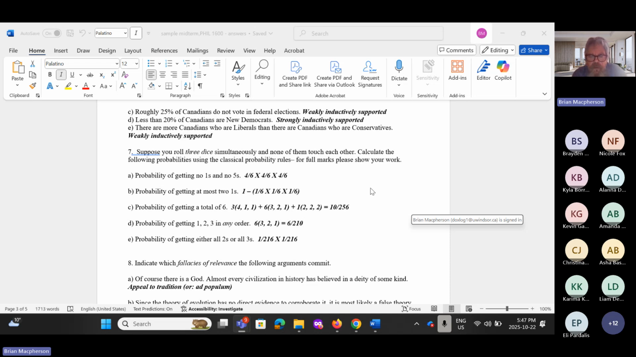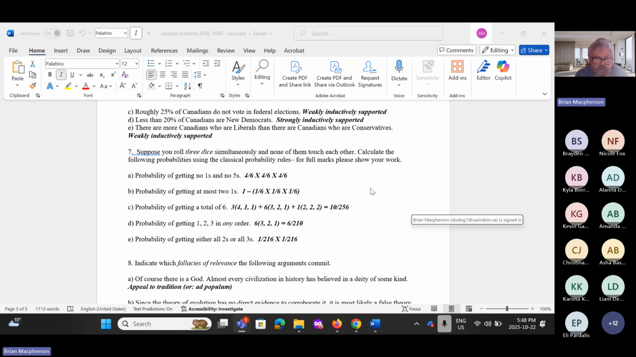I'll correct that. Okay. The probability of getting 1, 2, 3 in any order, well, that means I could get 1, 2, 3. I could get 3, 2, 1. I could get 2, 3, 1, and so on and so forth. There are 6 ways to do that. So it's going to be 1 out of 6 times 1 out of 6 times 1 out of 6, 6 times, 6 out of 216, not 210.